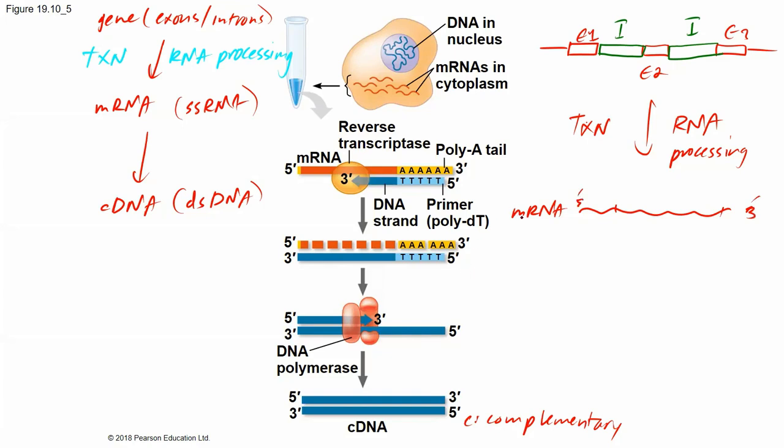Okay. And then using reverse RT-PCR, we will end up with a double-stranded DNA consisting of exon 1, exon 2, and exon 3. Okay. This is the cDNA of this gene.